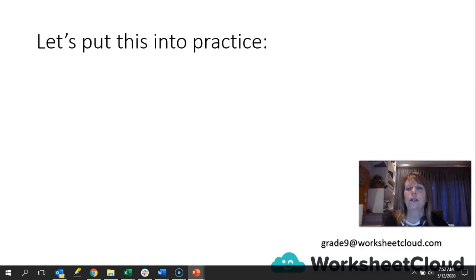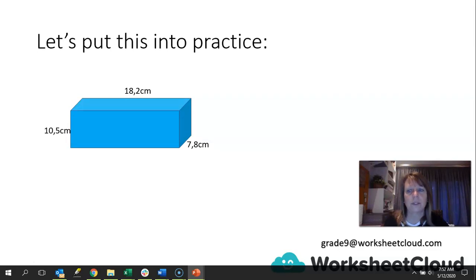Okay, let's go on. Let's put this into practice. So here we have a rectangular prism. We are given the measurements that the length is 18,2 centimeters, the breadth is 7,8 centimeters, and the height is 10,5 centimeters. So what do we do? We first apply the formula. So we write down the formula, and then we substitute into the formula.